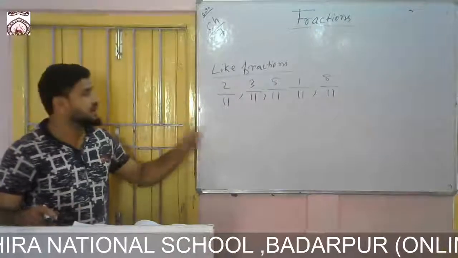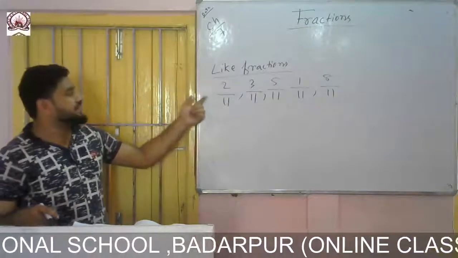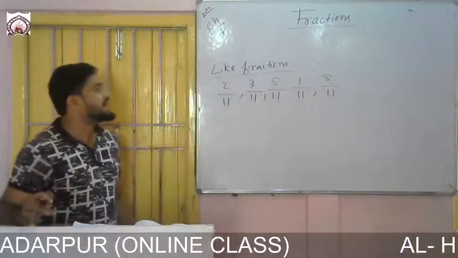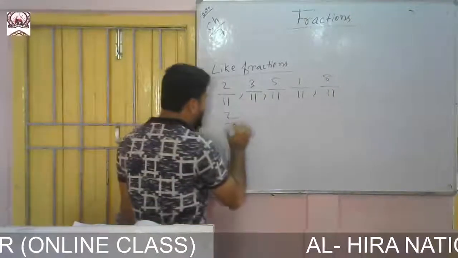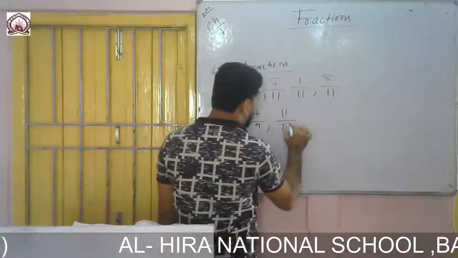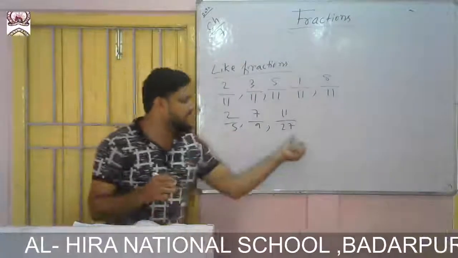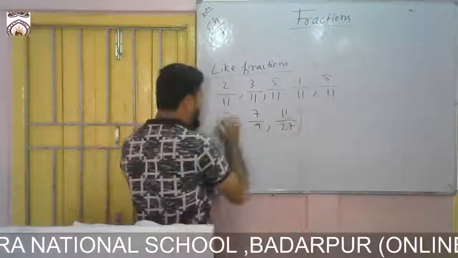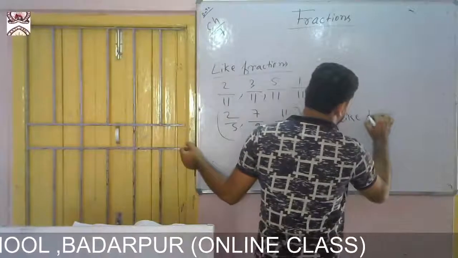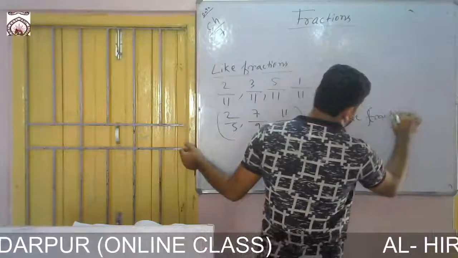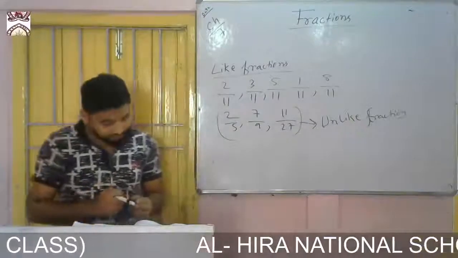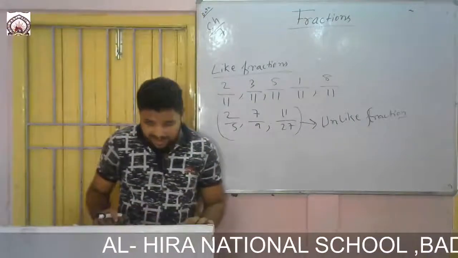And what is an unlike fraction? If the denominators are not the same. Suppose 2 by 5, 7 by 9, 11 by 27. You see, all the denominators are not the same. So this is an unlike fraction. Understood?